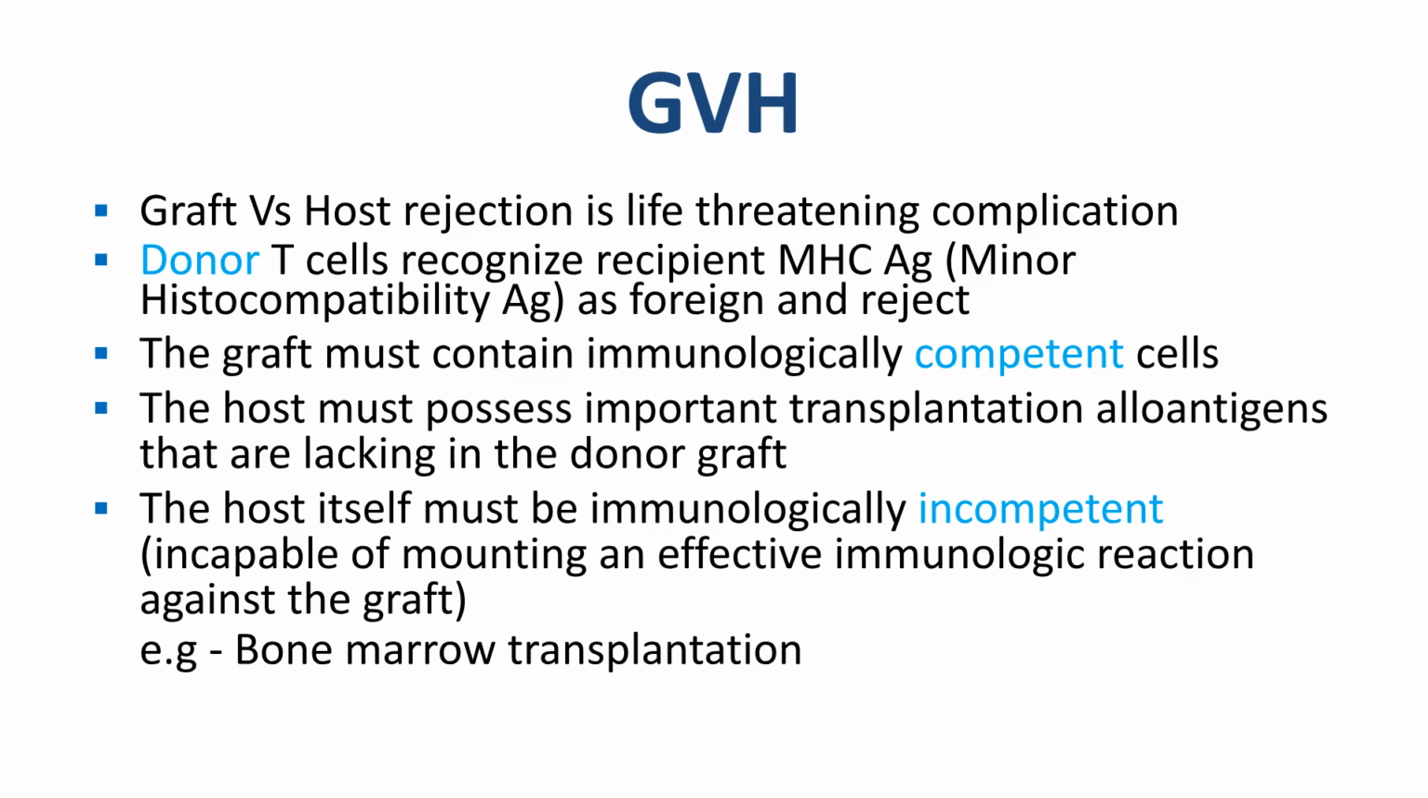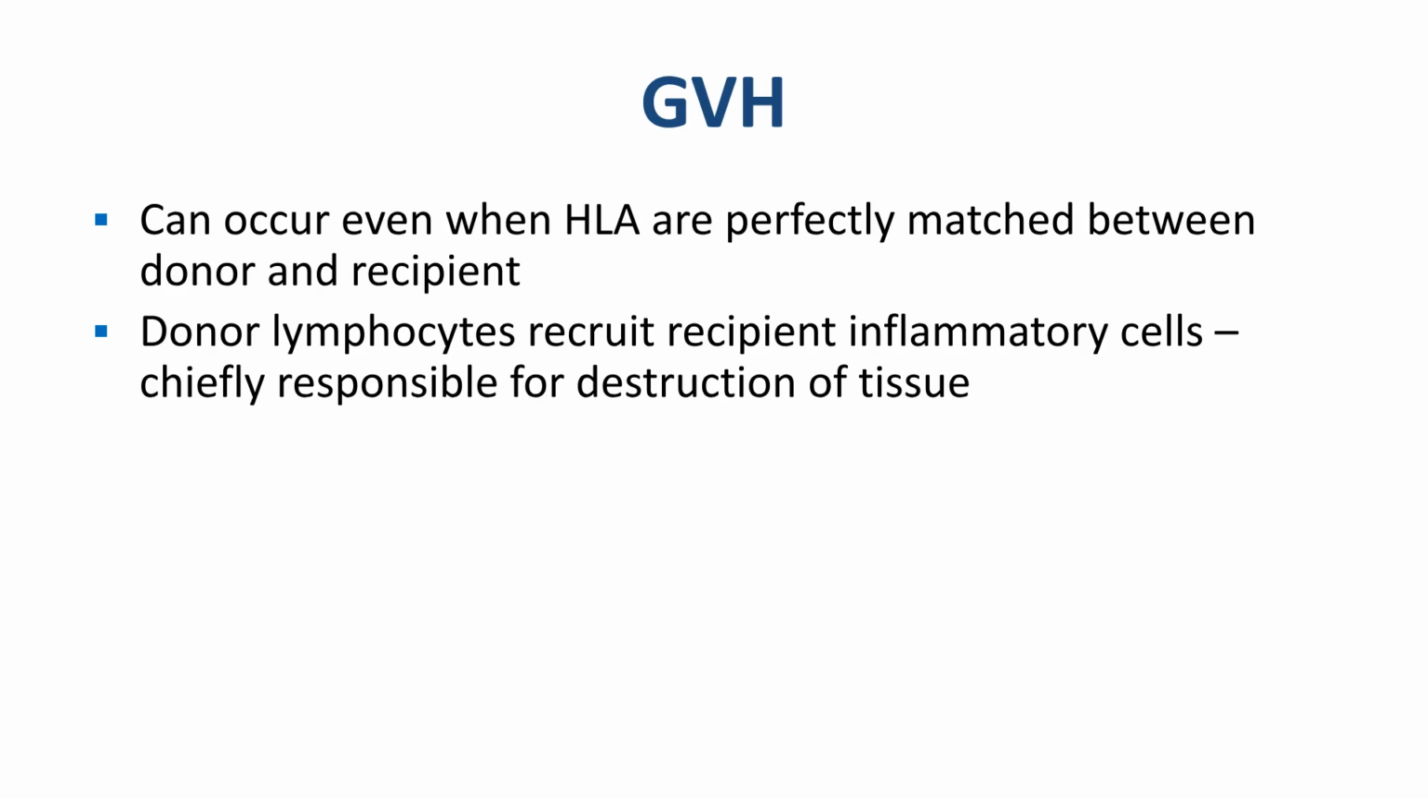Third, the host must be immunologically incompetent or severely immunosuppressed, incapable of mounting an effective immune response against the foreign donor T cells in the graft. This prevents the recipient from rejecting the attacking donor cells. The classic example is bone marrow transplantation, where the graft inherently contains many immunocompetent T cells that become engrafted and can attack recipient tissues. Remarkably, GVHD can occur even when HLA antigens are perfectly matched between donor and recipient.